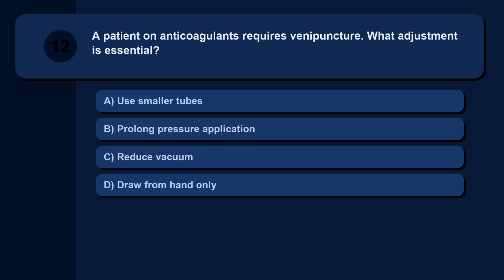Question 12. A patient on anticoagulants requires venipuncture. What adjustment is essential? Use smaller tubes. Prolong pressure application. Reduce vacuum. Draw from hand only.